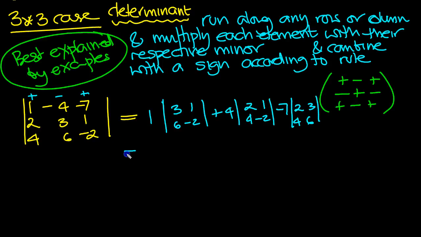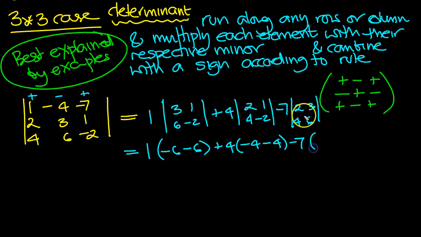So what have we got then? We've got 1 times minus 6, agreed? Because we're doing the determinants of these 2 by 2s now. Minus 6, take away 6, plus 4. Minus 4 is the leading diagonal product. Take away the trailing diagonal. 1 times 4 is 4. Minus 7. Leading diagonal is 12. There. Minus the trailing diagonal, which is 12.